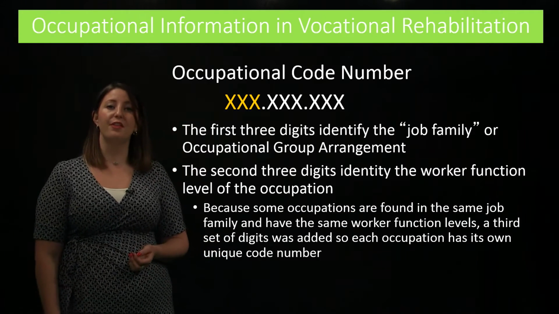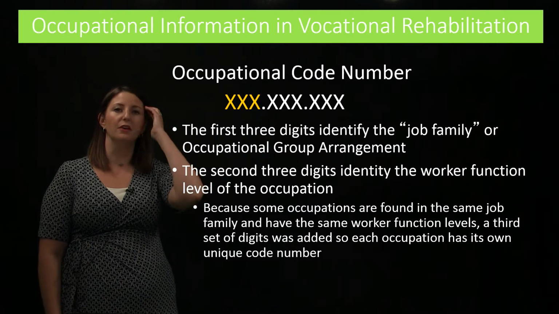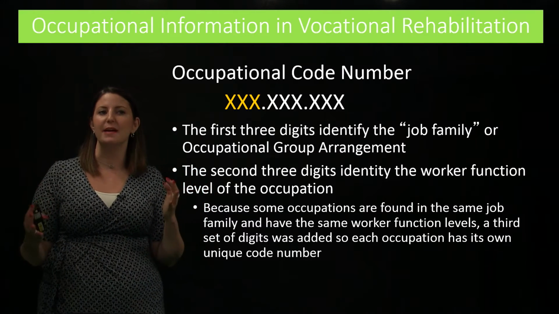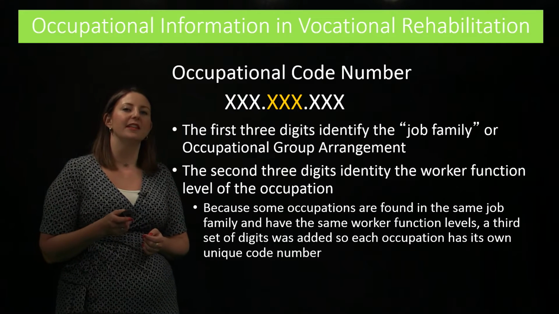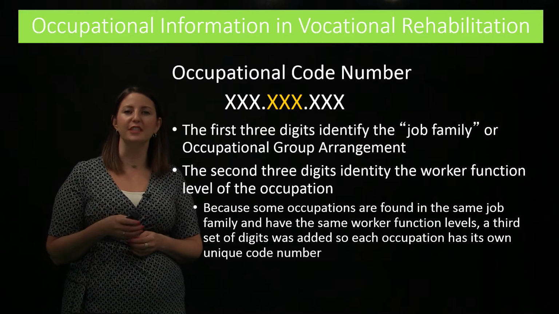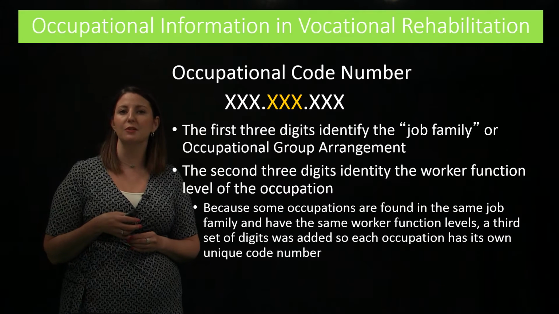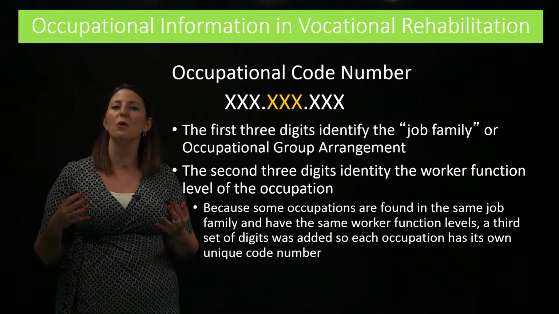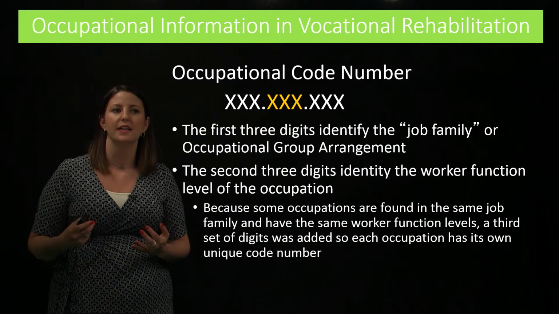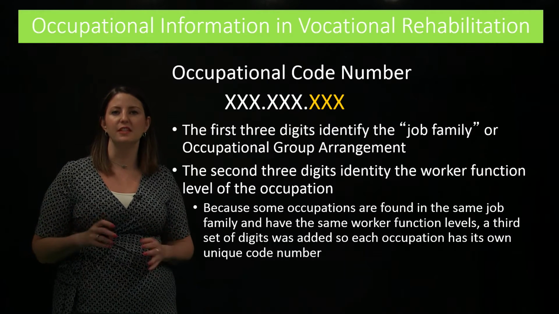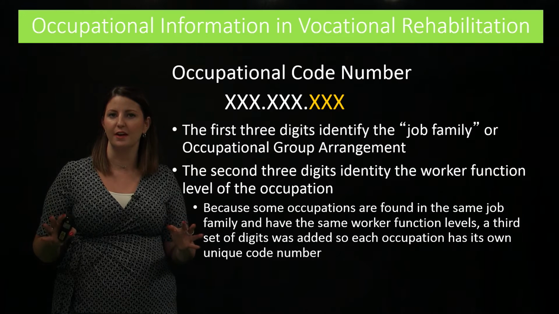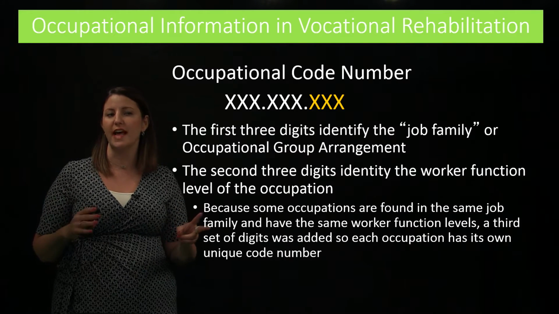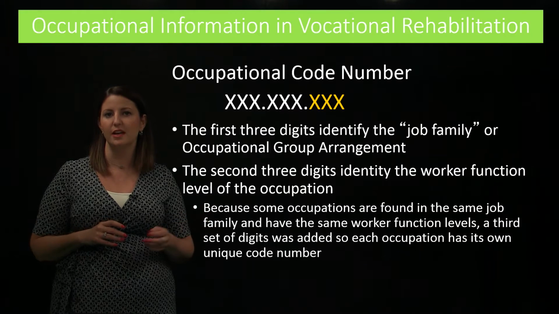The first 3 digits of the DOT code represent the job family that a specific job might be in. The second third of digits in the DOT code represent how that worker actually functions in their specific job. And then the third set of digits is unique for every position that's out there. No 2 jobs will have the same DOT code because of the last third digits.